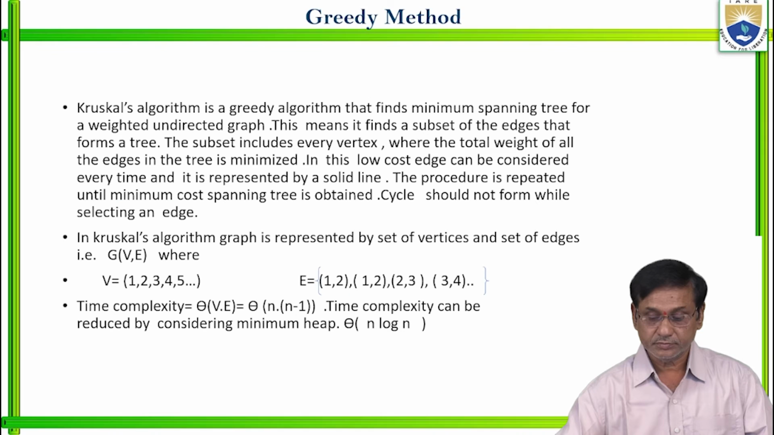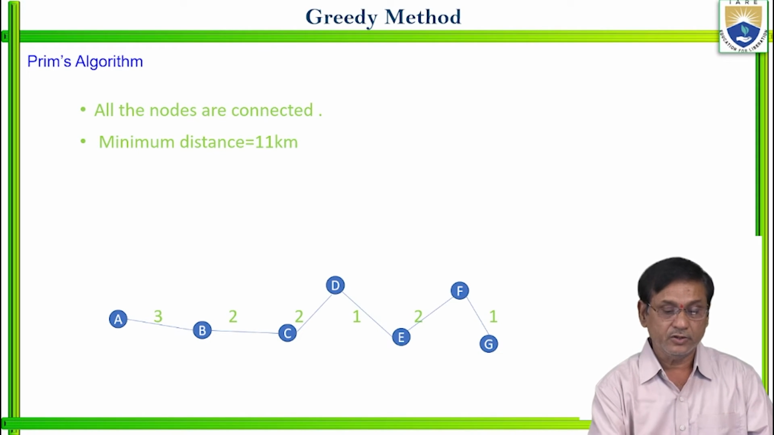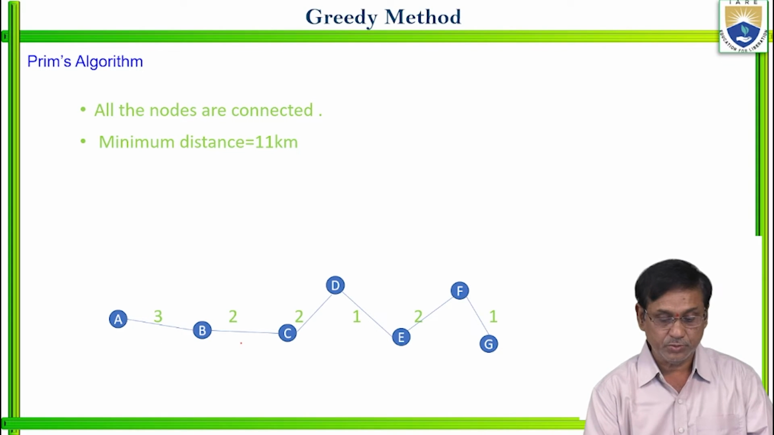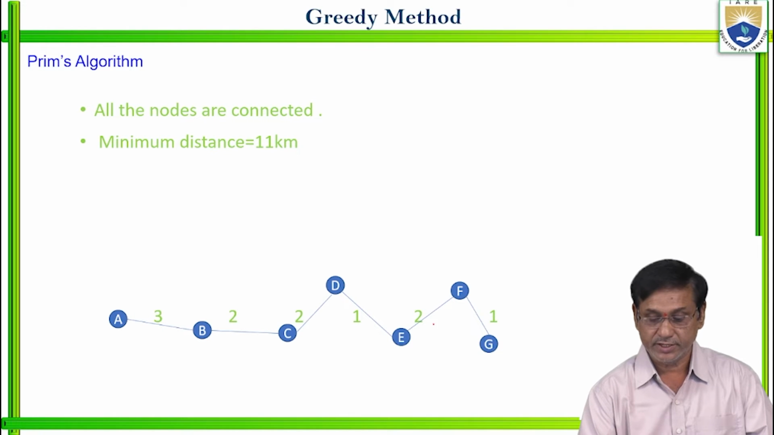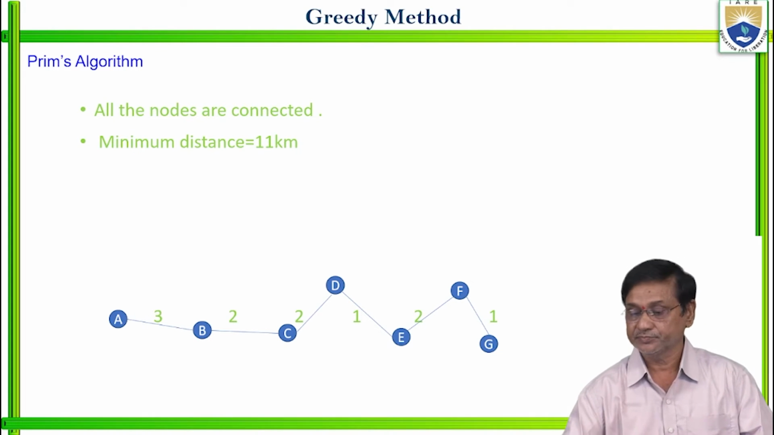Now here you can see all the nodes are connected. So what is the minimum distance? 3 plus 2 is 5, 5 plus 2 is 7, 7 plus 1 is 8, 8 plus 2 is 10, and 10 plus 1 is 11. So by using Prim's algorithm, you can find out a minimum spanning tree.